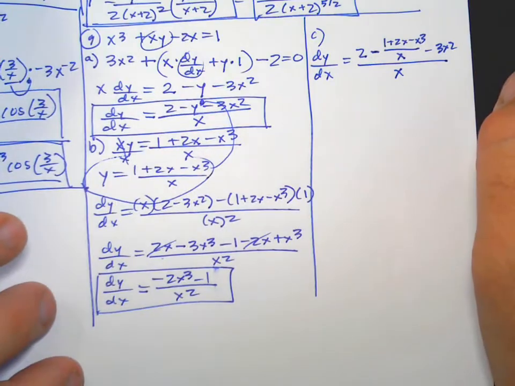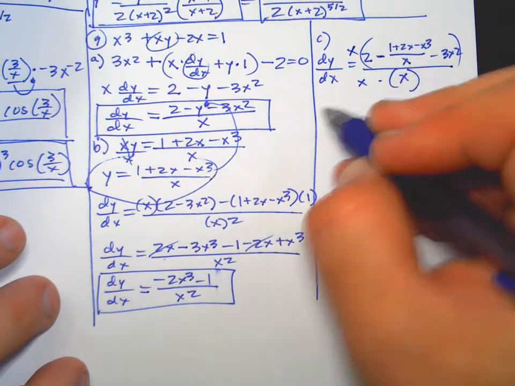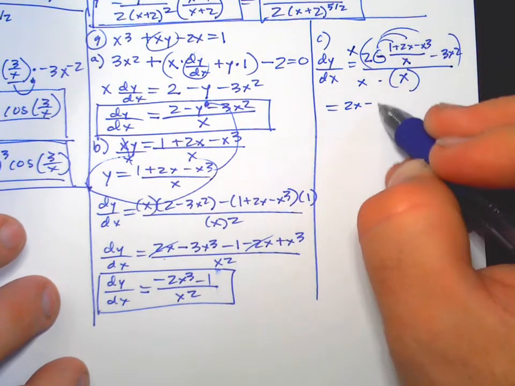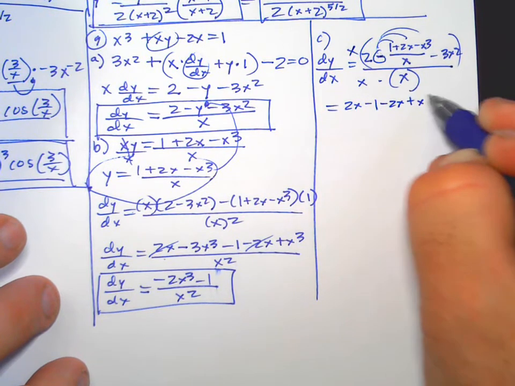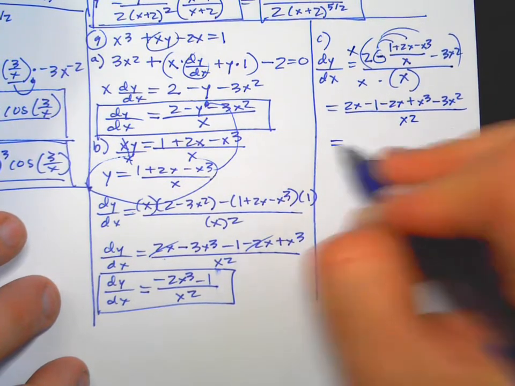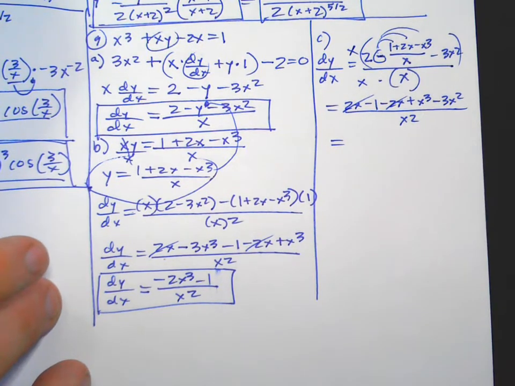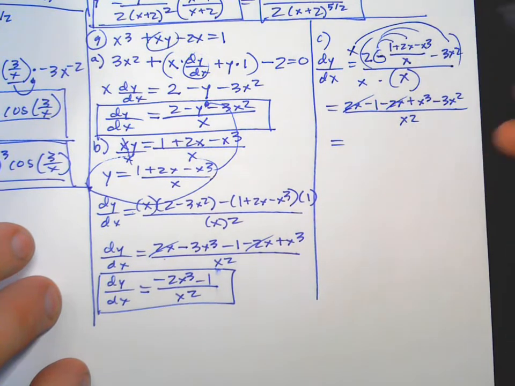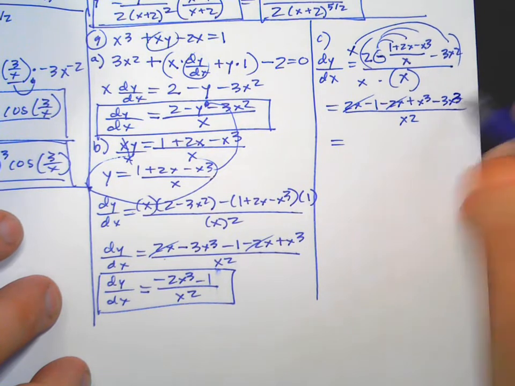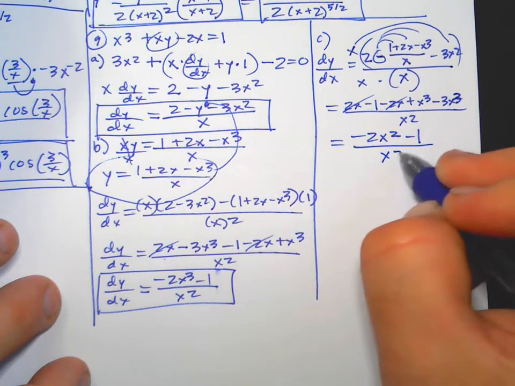Okay. So then we're going to try and clean this up. I would multiply the top and bottom by x to get rid of the complex fractions. So then that'd be 2x minus, and I'm going to distribute this negative, minus 1 minus 2x plus x cubed. And then you have a minus 3x squared, all over x squared. And then the 2x and minus 2x cancel, and we have, we got to distribute the x over here to this guy too, so that should be 3x cubed. So it's going to be negative 2x cubed minus 1 over x squared.